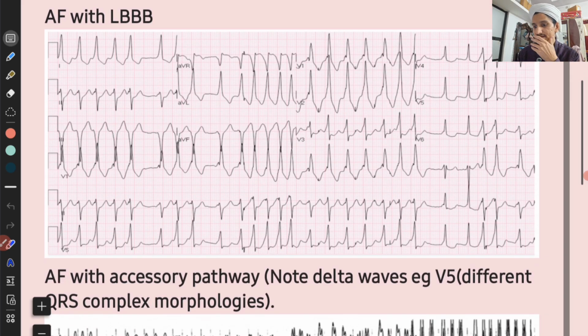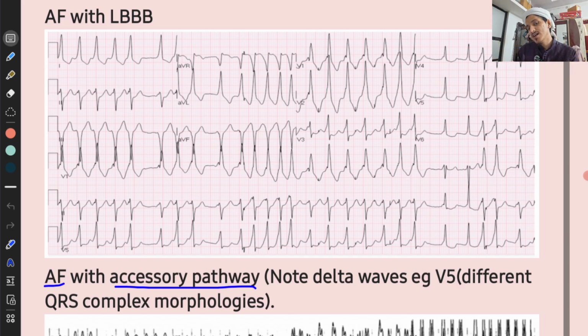Again you are seeing broad complexes. VT you will think, but it is not VT. This is an example of AF with accessory pathway. Again it is aberrancy, AF with aberrancy. That's the main challenge in wide complex tachycardia, the difference between SVT with aberrancy and VT. So this is an example of AF with accessory pathway.